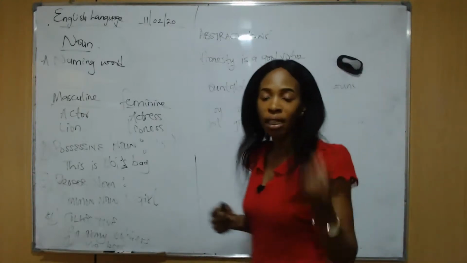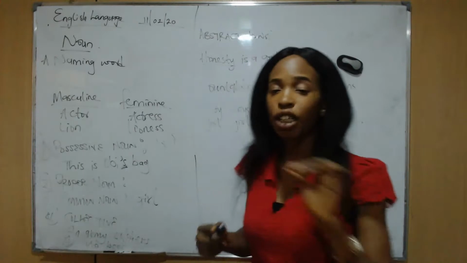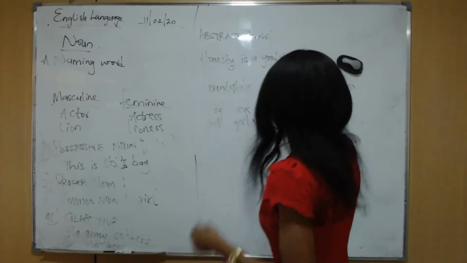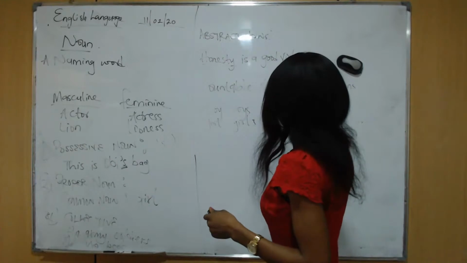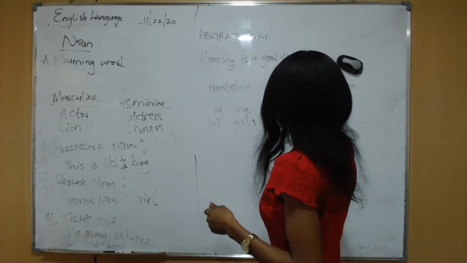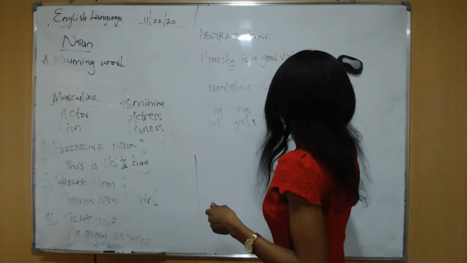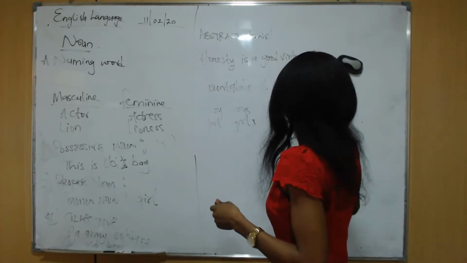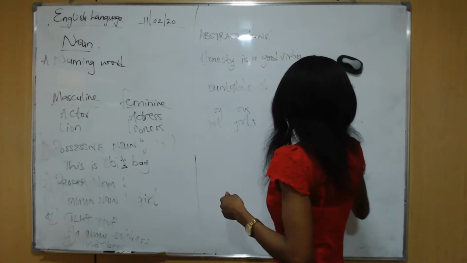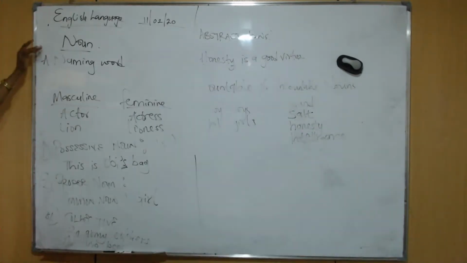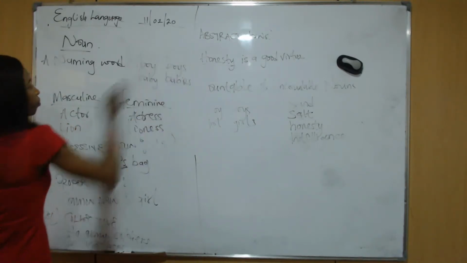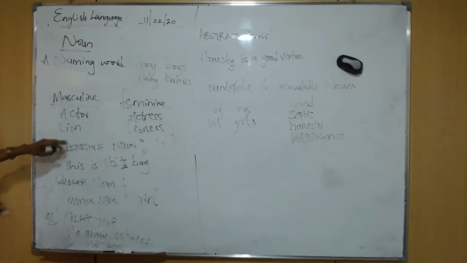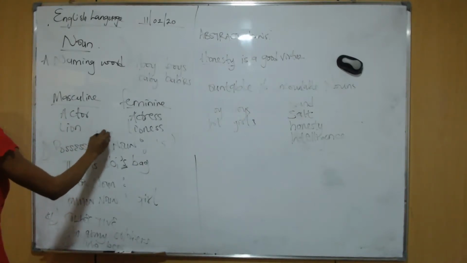Uncountable nouns are those nouns that we can't count. We can't assign any numerical factor to them. For example, sand, salt, honesty, intelligence. These are all what? Nouns. And we say that the noun is a naming word. You've seen the factors that are attached to a noun. It has gender and it has variables. And also you have seen the different types of nouns.